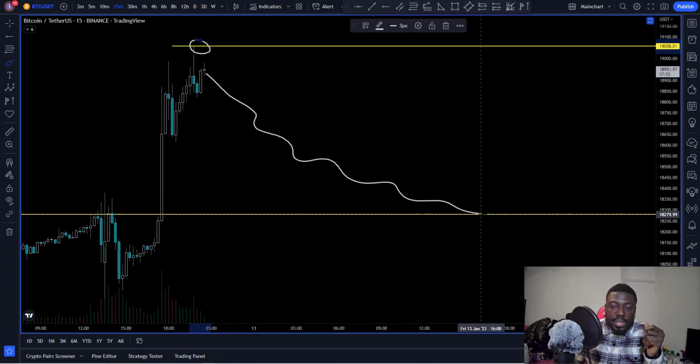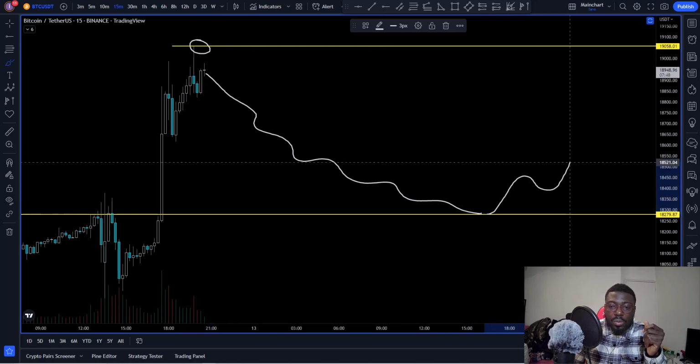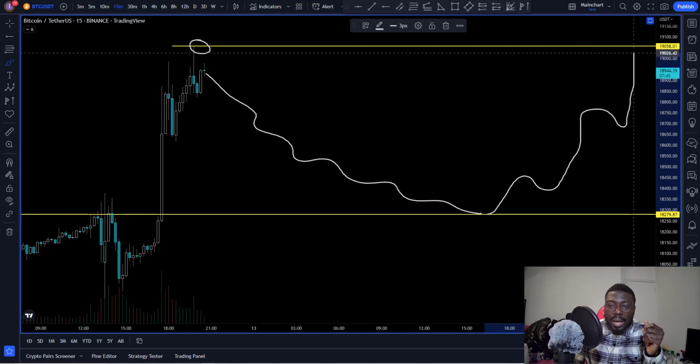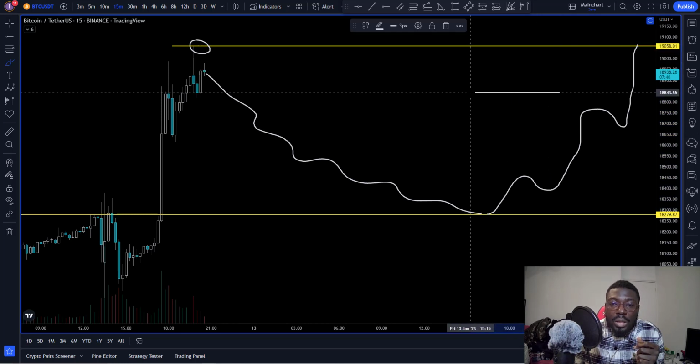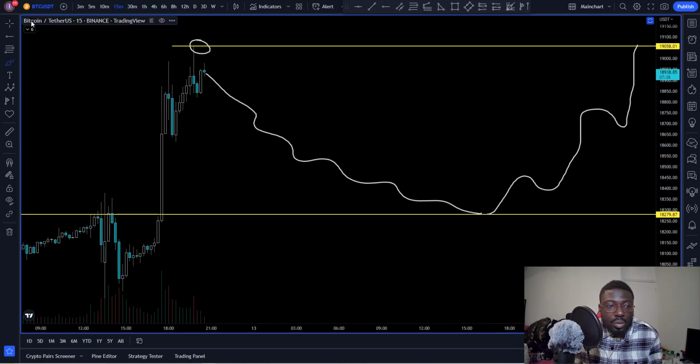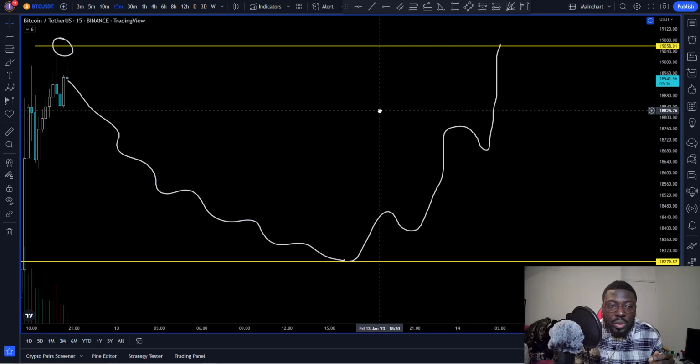So when next the market starts to come up to this high, you start to pay attention and see the reaction we are going to get on that high.